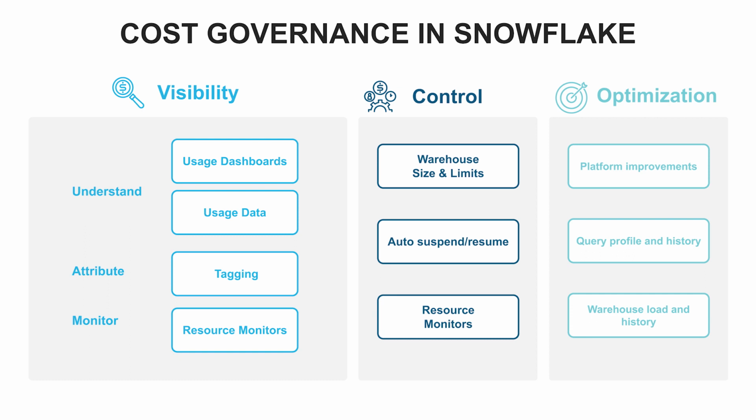And then as we start to put controls in place, we can have warehouse size and timeout limits. We can have auto-suspend, auto-resume, and then resource monitors to even turn things off. In optimization, we're doing work all of the time to improve the platform and run queries faster for everyone. With optimization, you can look at query profiles, histories, and query plans, as well as look at warehouse load and usage history to further optimize the size and width of your resources.